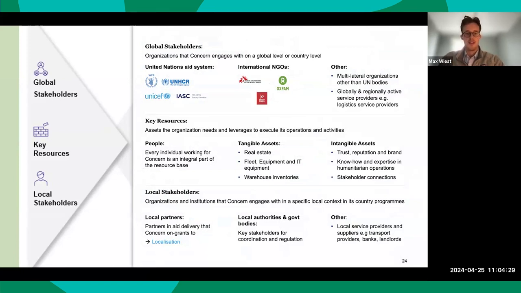Then the key resources we have identified for Concern are, one, people; two, the tangible assets, of course, like warehouses, IT equipment, and the fleet; and three, the intangible assets, which is also very important to mention, because in the NGO sector, there's a lot of trust, brand, and reliability involved in making connections and actually delivering aid. So that's definitely a key factor as well. And then on the local level or on the country level, we have local stakeholders such as local partners, which are locally active NGOs and organizations that Concern actually gives grants to. Then we have local authorities and government bodies and other local businesses and stakeholders in a local context that deliver services, for example, for Concern.